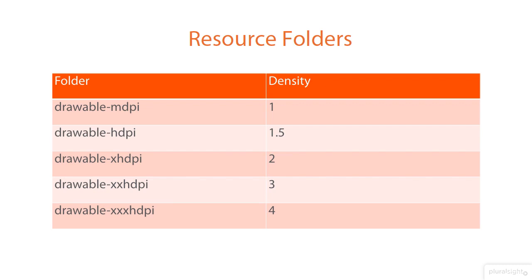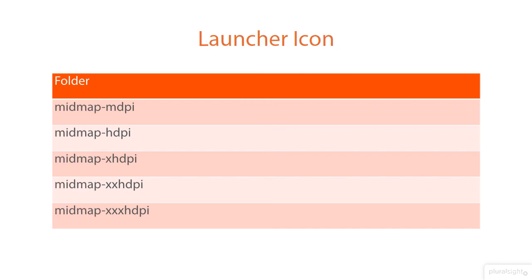Now that we understand drawables and screen densities, let's go ahead and add a launcher icon to our Hello World app. Launcher icon is special in Android because your app icon is displayed slightly larger when it is in the launcher. For that reason, you need to put them in the bitmap folder rather than the drawable folder. Let's see how we do that.